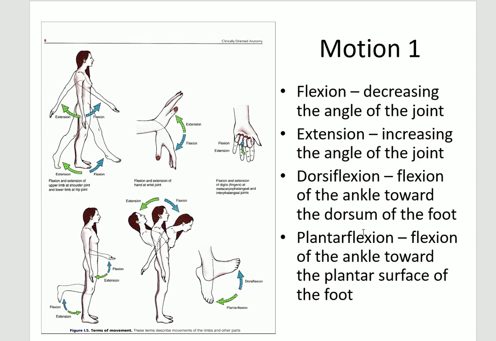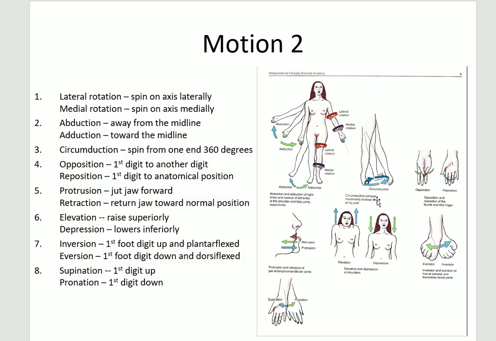Extension is usually what you think about with stretching as well, right? Stretching out and then flexing in would be a good way to remember. So flexion, flexing in, extension, stretching out. Make it easier to remember. So again, these come in groups. So we have lateral rotation and medial. So lateral rotation spins out laterally. I think external rotation. Medial spins on axis medial of yourself.